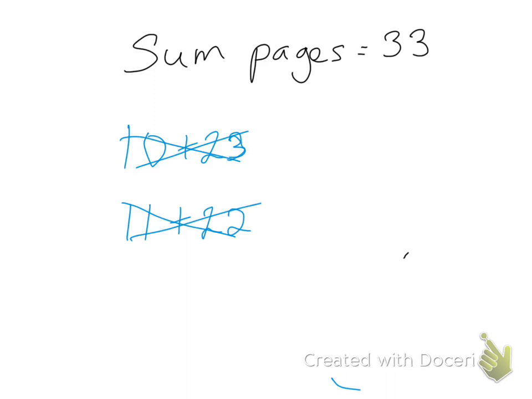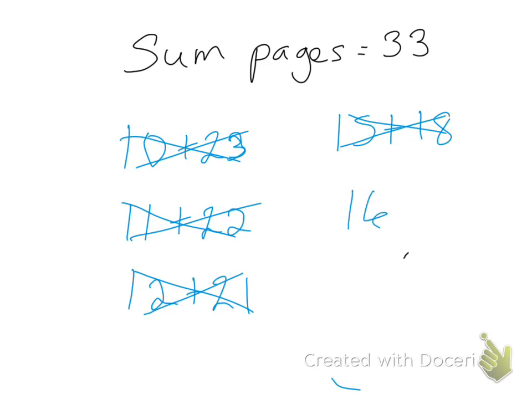Nope. 13 plus 20. No, that's not right. Okay, so 12 plus 21. No, still not getting close. Let's skip up ahead. Let's do 15. It'd be 15 plus 18. We're getting closer. And then we have 16 plus 17. Okay, so that's my answer. 16 plus 17 equals 33. And those numbers are consecutive, so that's going to be the correct answer.